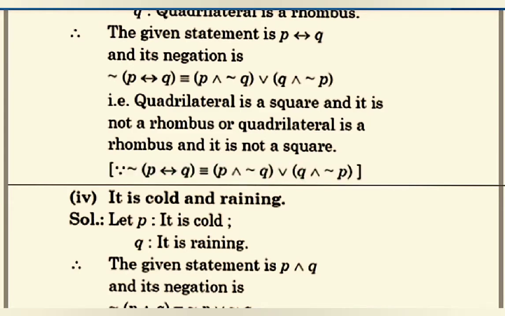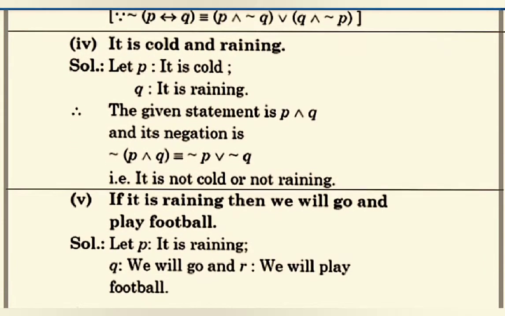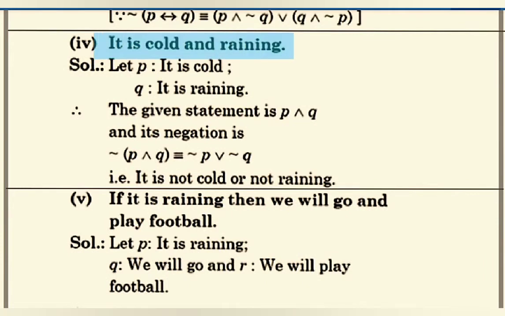Next, it is cold and raining. Solution: the P statement is it is cold and the Q statement is it is raining. The given statement is P and Q, and its negation is negation of (P and Q), meaning negation P or negation Q. That is, negation P means it is not cold, this "or" right here, and negation Q means not raining.